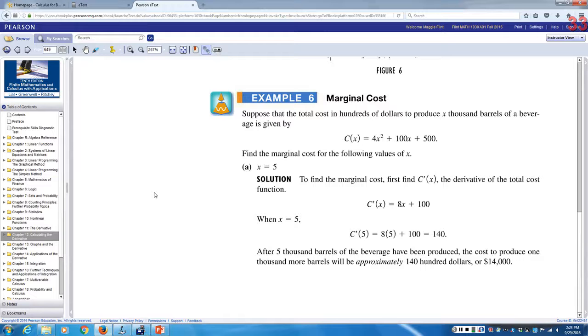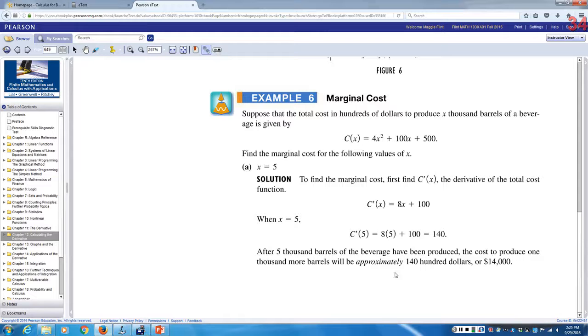Okay, it's easy to see that the derivative of the cost function is going to be 4 times 2, which is 8X, plus 100 times 1, which is 100, and that X disappears and 500 goes to 0. So this is our slope equation for any value of X. That's our marginal cost equation. In order to find the marginal cost at 5, we just plug in 5. 8 times 5 is 40, plus 100 is 140.